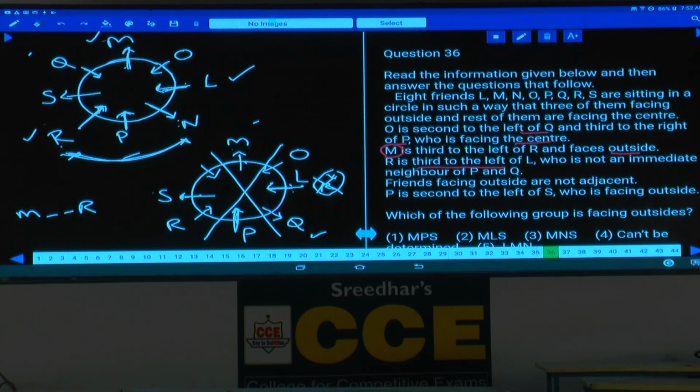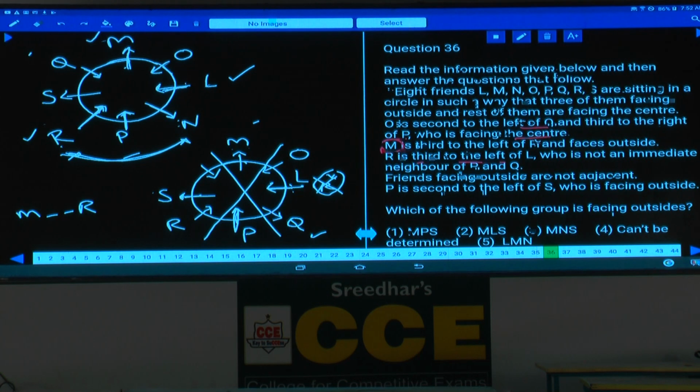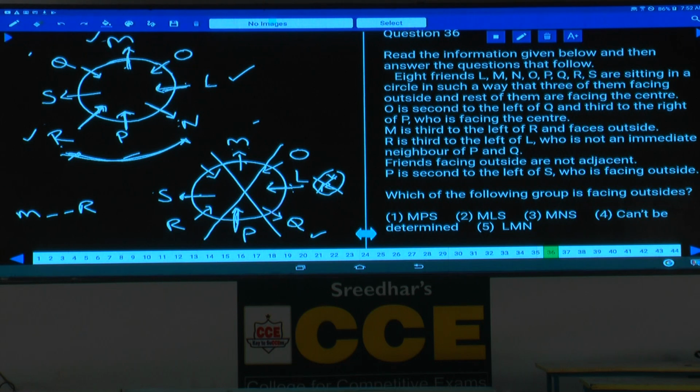Now P is towards the center, R is also towards the center, S is away, Q is inward, M is outward, O is inward, L is inward, and finally N is outward. Done with this? Now this is about question numbers 36 to 40. In question 36, which of the following groups is facing outside?